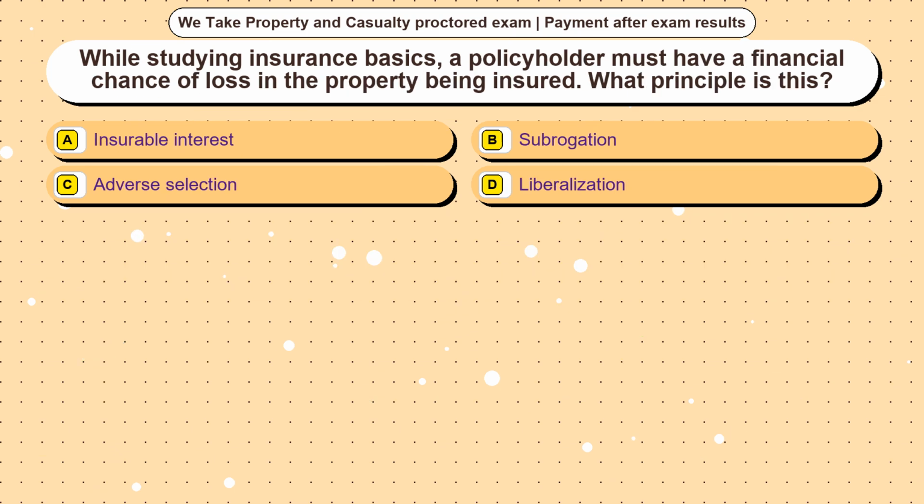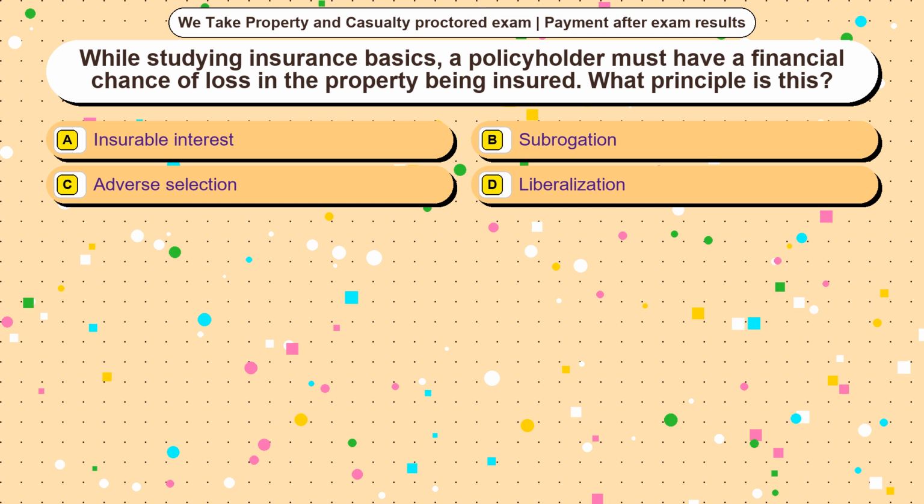Question 2. While studying insurance basics, a policyholder must have a financial chance of loss in the property being insured. What principle is this? Option A, insurable interest. Option B, subrogation. Option C, adverse selection. Option D, liberalization. The correct answer is option.